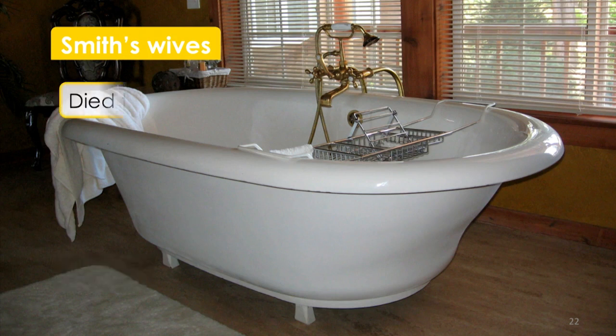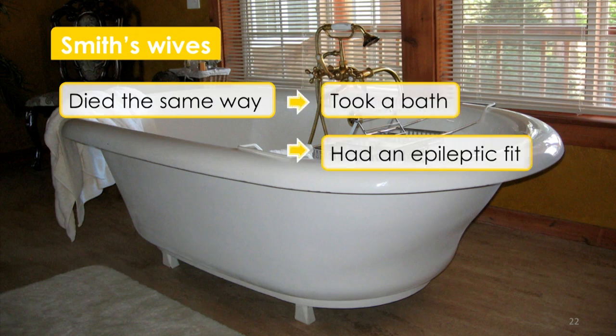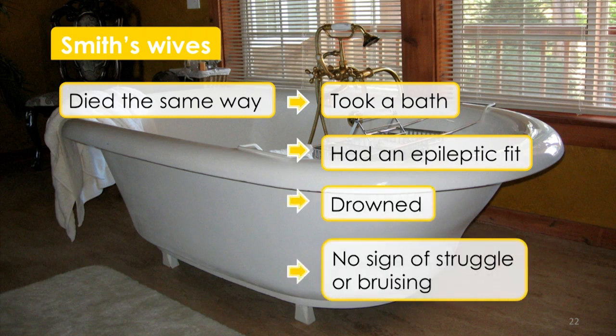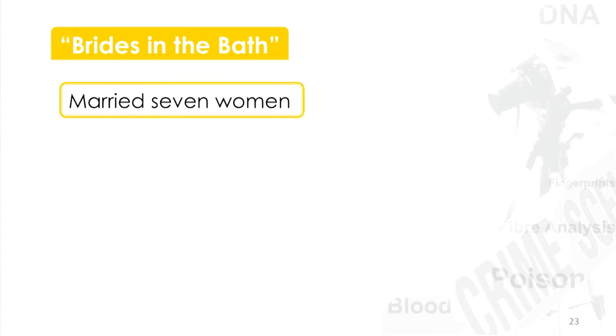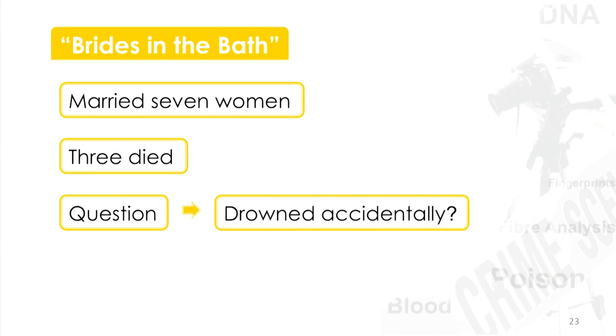And all the women had died in the same way. They had been taking a bath and apparently had had an epileptic fit in the bath, and this had caused them to drown without leaving any signs of a struggle or bruising on the body. Now, if it happens once, it's believable. But when it had happened so many times, and it turns out that George Smith had married a total of 7 women, there were suspicions. And the question comes down to, did those 3 women really drown accidentally in the bath due to an epileptic fit, or were they somehow drowned?